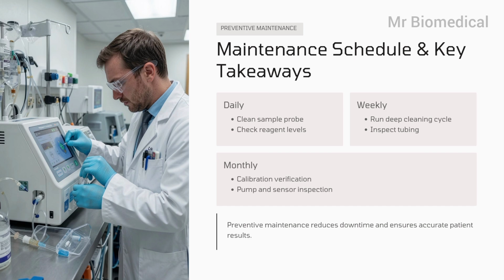The best troubleshooting strategy is preventing faults before they occur. Daily maintenance should include cleaning the sample probes and checking the reagent level, and the weekly task involves running a deep cleaning cycle and inspecting the tubes for blockage. Monthly maintenance includes calibration verification and checking tubes and sensors. Consistent preventive maintenance reduces downtime, improves accuracy, and extends the equipment lifespan.